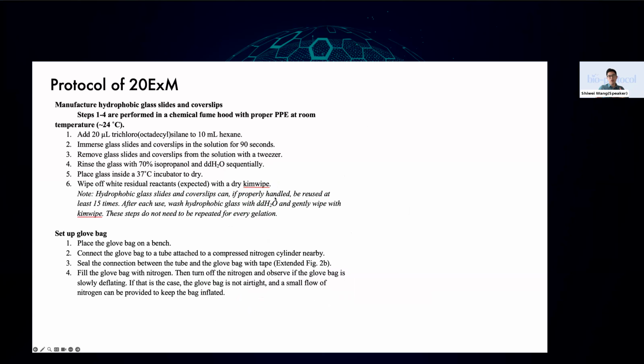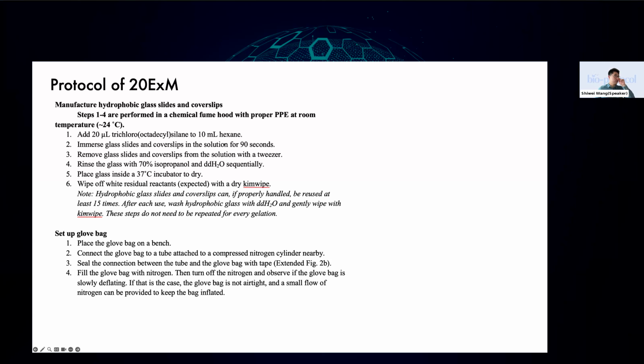So before you start the protocol, there are two things that you should prepare in advance. One thing is we use hydrophobic glass slides and cover slips for the gelation chamber. And this is very critical because the gel that we form is actually very sticky and it's mechanically robust. So if the glass is a normal glass slide, it will be very hard to take the glass slide off and retrieve the gel in an intact way. So you will want to make the hydrophobic glass slides and cover slips in advance.